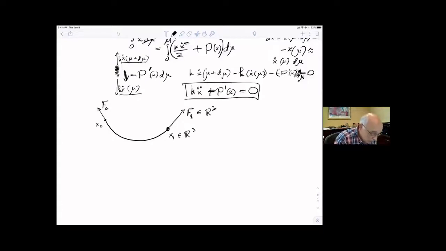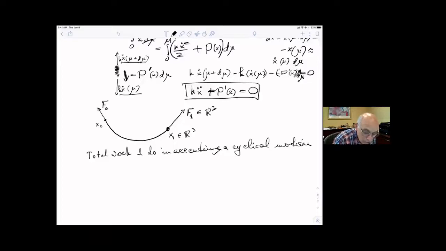And let me just say one thing, that note that, actually I'll say it later. Total work, this is the key point, total work I do in executing a cyclical motion is zero. And so this work is zero.